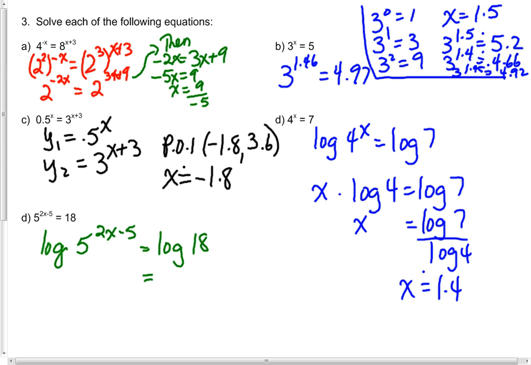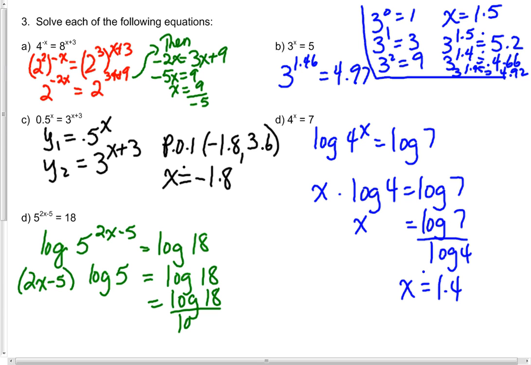With logs, I can bring down the exponent. I put it in brackets just to keep it clear. 2x minus 5 times log 5 equals log 18. If I divide both sides by log 5, it's just a number. And I'll have 2x minus 5 equals that number.